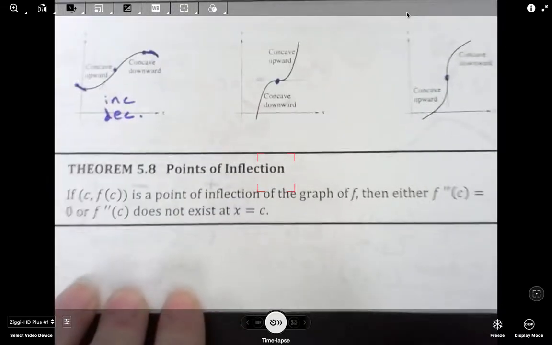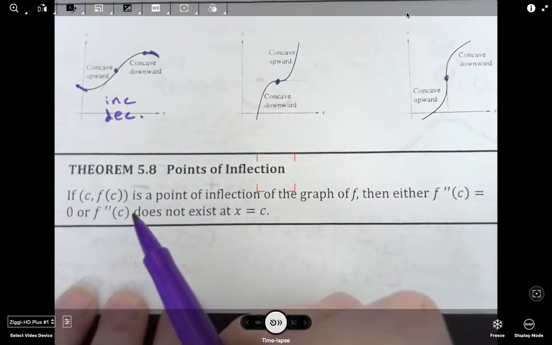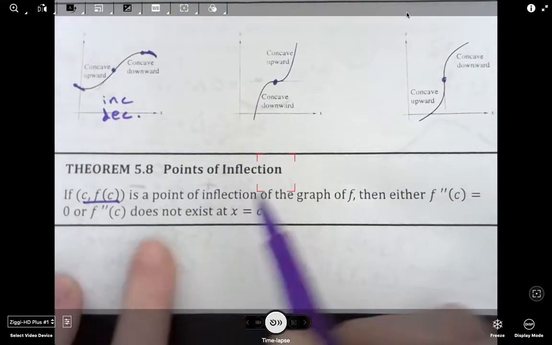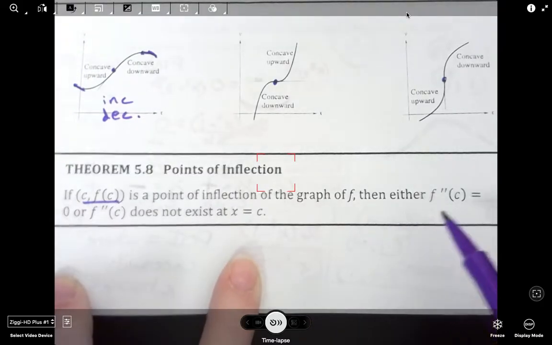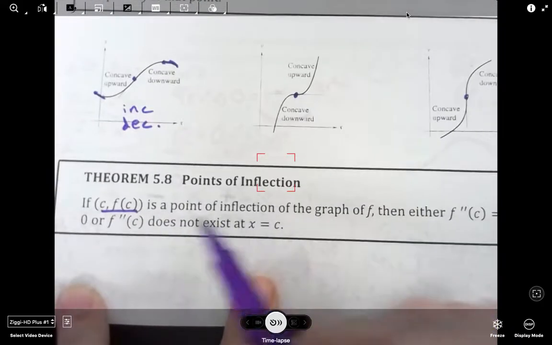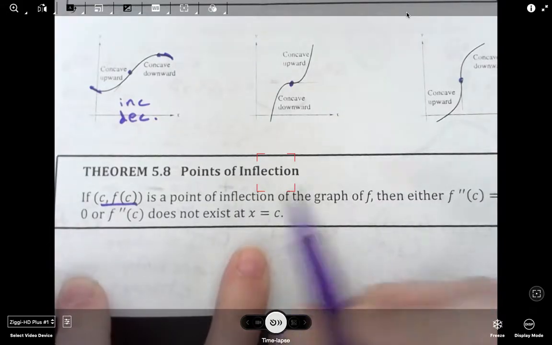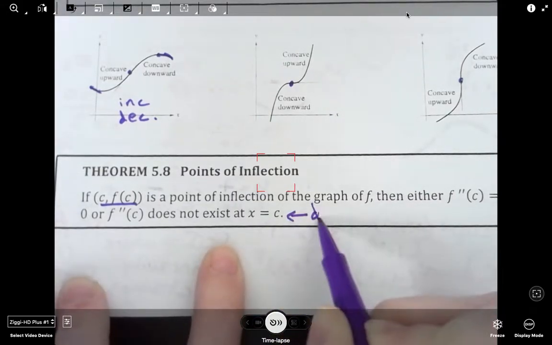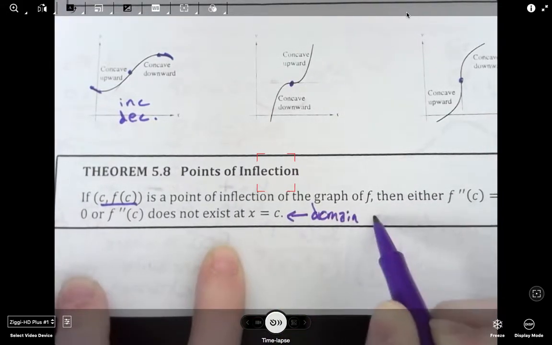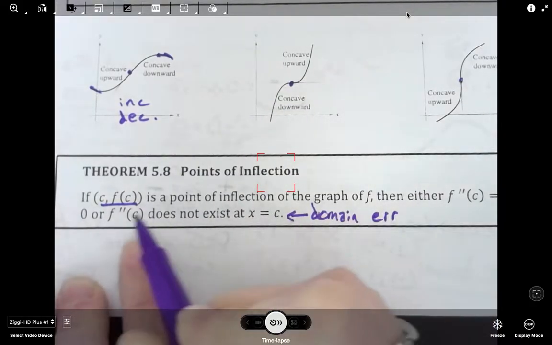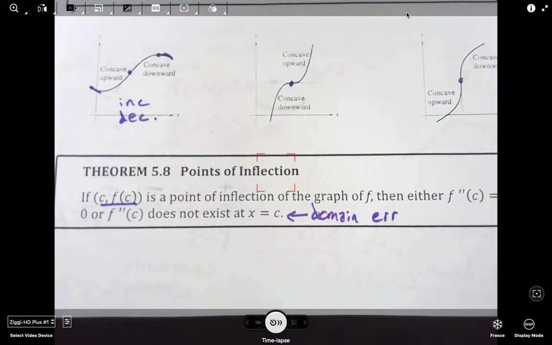All right, points of inflection. The point C, f of C, is a point of inflection if either f double prime of C equals 0 or it does not exist, which means that basically these are the domain errors. Domain errors or the second derivative is equal to 0. So those are the two ways that you get points of inflection.